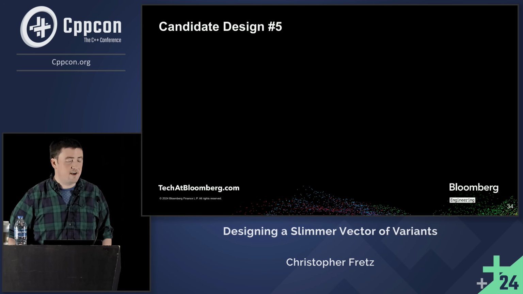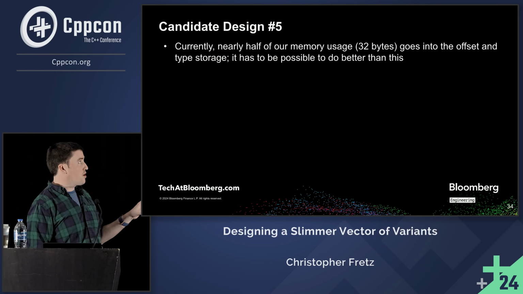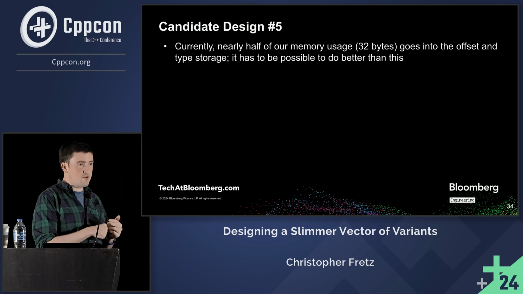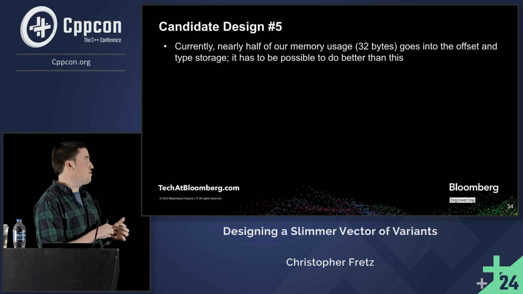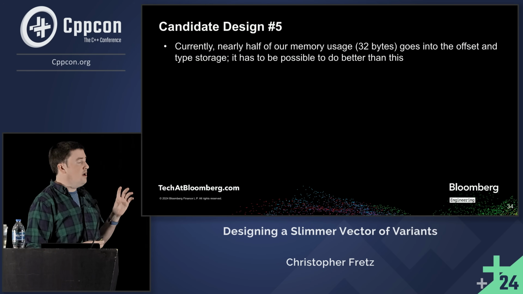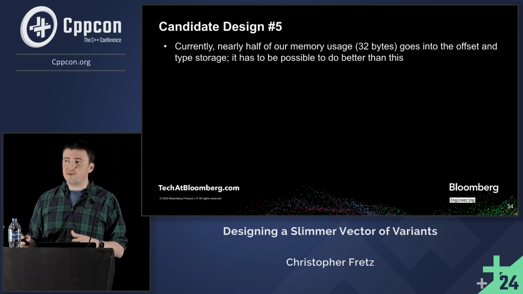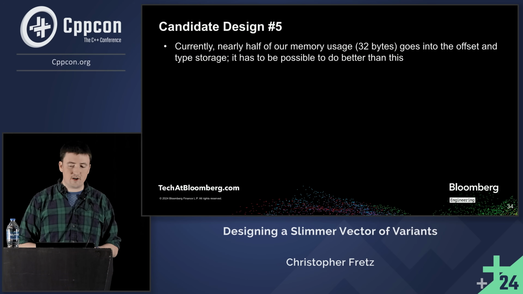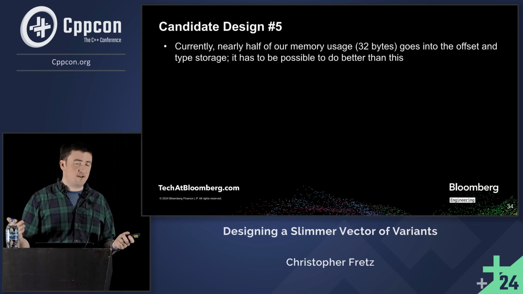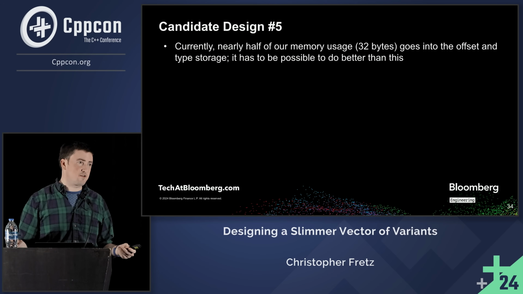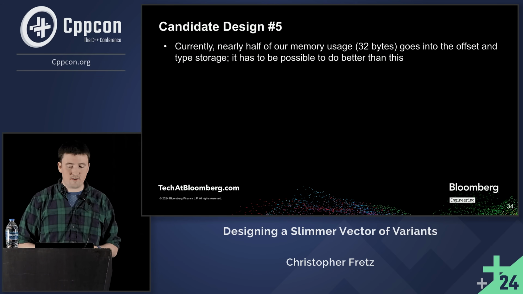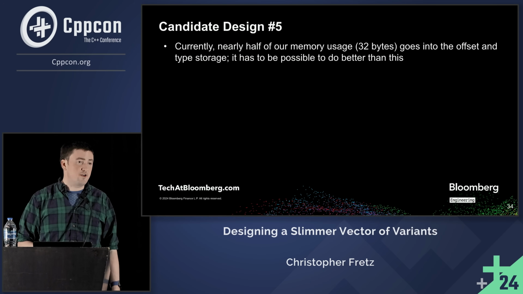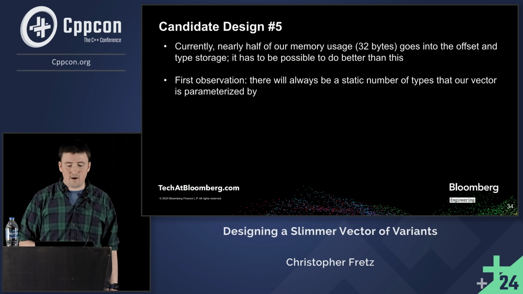So candidate design number 5. Currently, at this point now, we have a data structure that works. It's portable. It does the right thing. Uses way less memory than what we started with. But currently, still nearly half of the actual heap memory that we're allocating for this data structure just goes into metadata. It just goes into the offset and the type storage, which is pretty unfortunate because it's almost clear half of our memory usage. So we have to be able to do better than that.